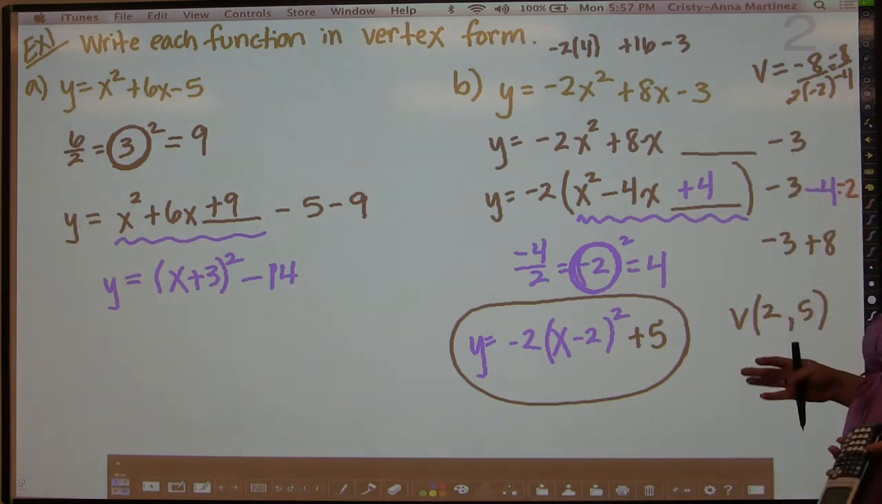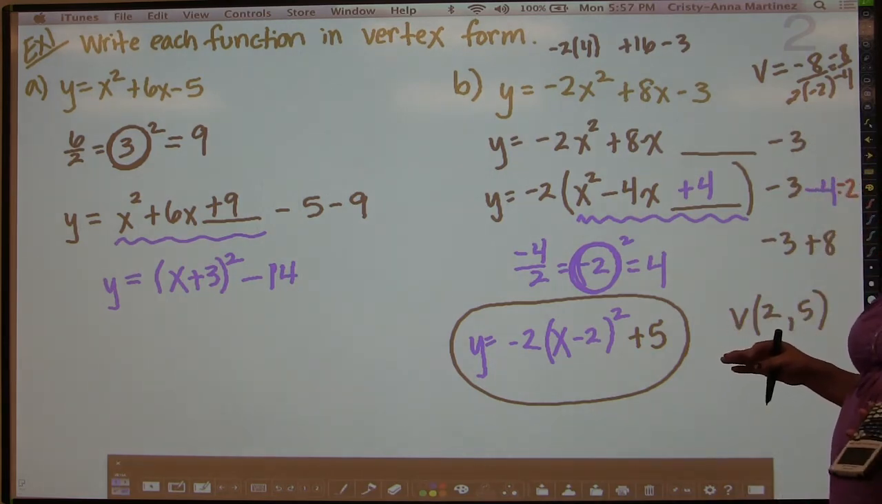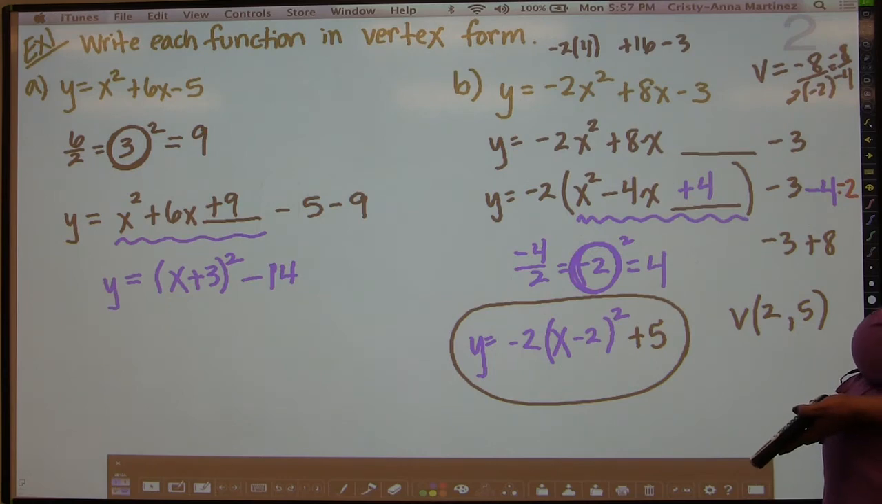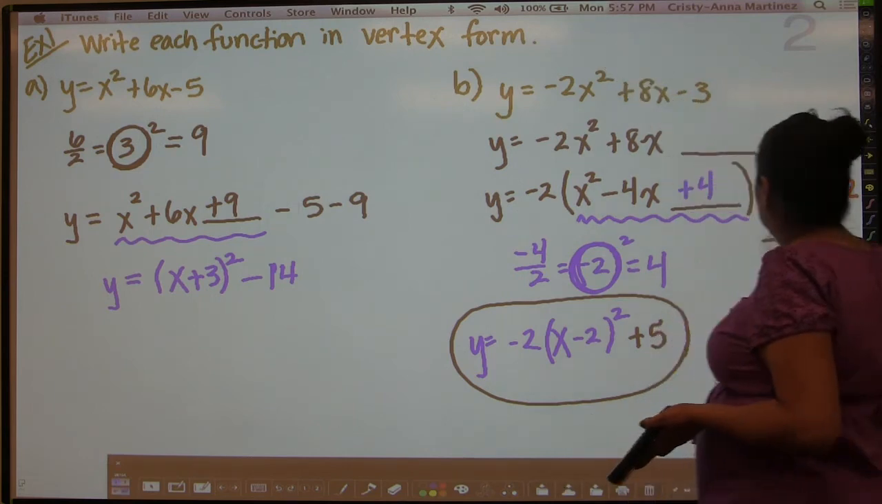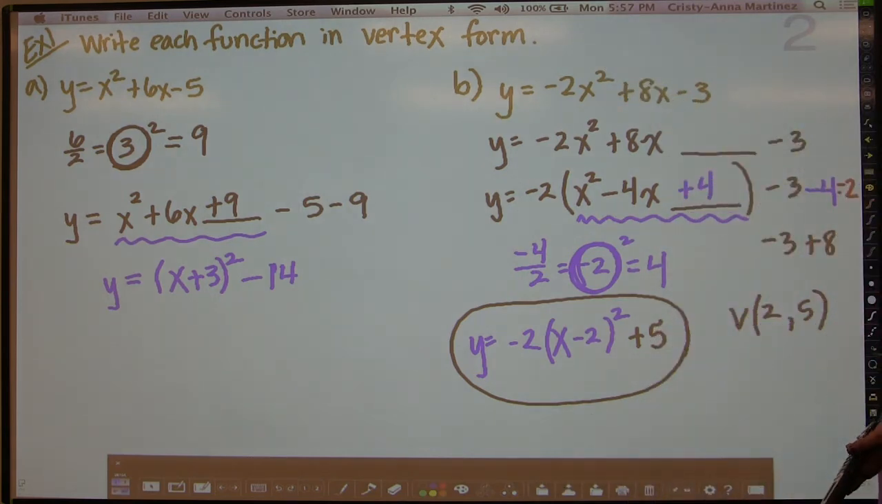So I will allow you to do either method. Let me erase this so my board is clean here. Okay, you can do either method that you want, either finding the vertex first using the negative b over 2a thing, or completing the square. Either option, whichever one is easiest for you, or whichever one you understand better.